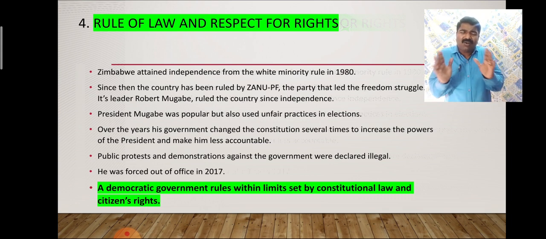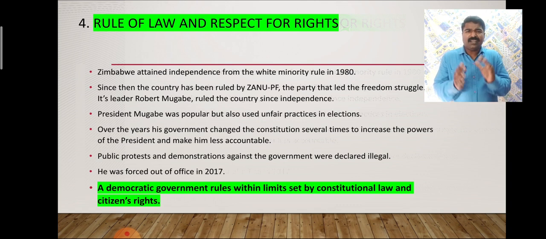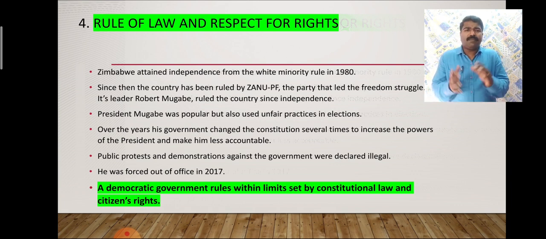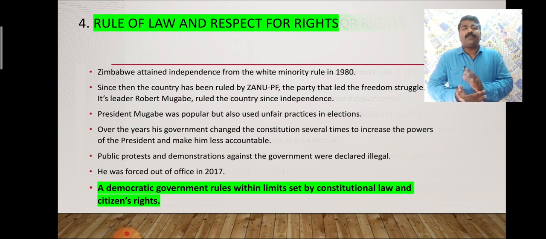We cannot call it that. People's rights were crushed. No opposition party could work. They were harassed. They could not conduct meetings. It became a huge problem. Therefore, the opposition party is very important in a democratic setup.